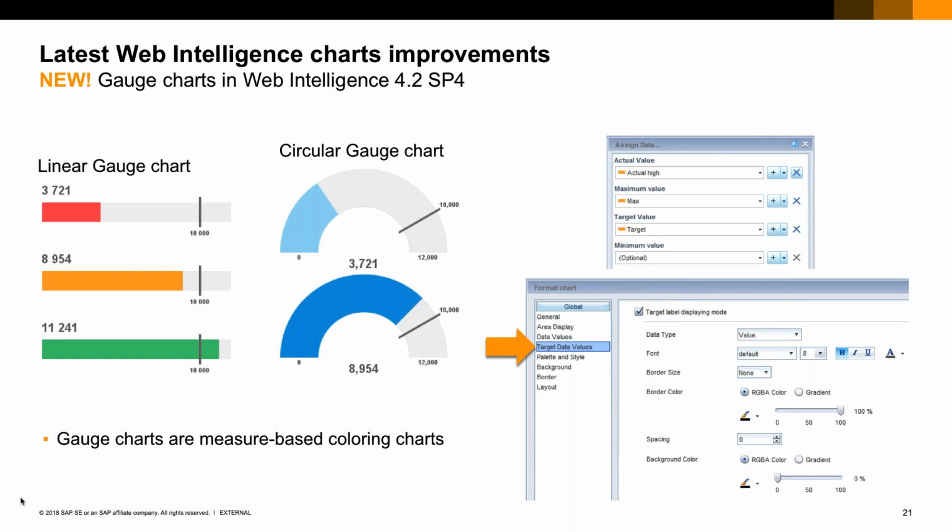What we call measure-based coloring charts, there are several of them available in CVOM today, is that the charts will automatically change color according to the current value of what is displayed. Typically here on the left-hand side, you can see that I've defined three colors: red, amber, and green, depending on the current value of my measure. And automatically the chart will change color when I refresh my document. Of course you define the number of ranges you want to show and the color of each of these ranges, but this is basically how measure-based coloring charts work.